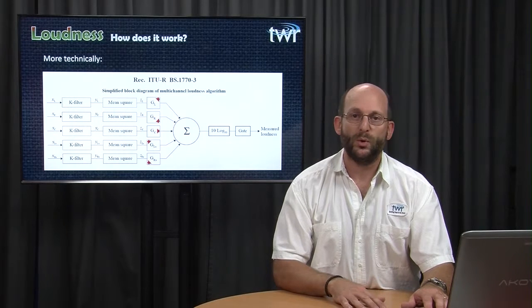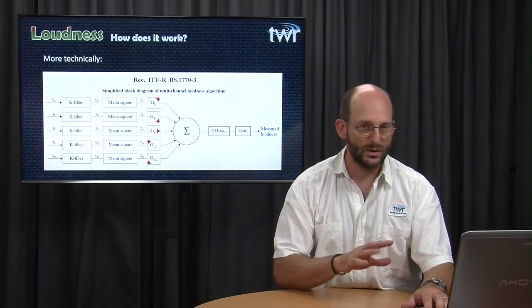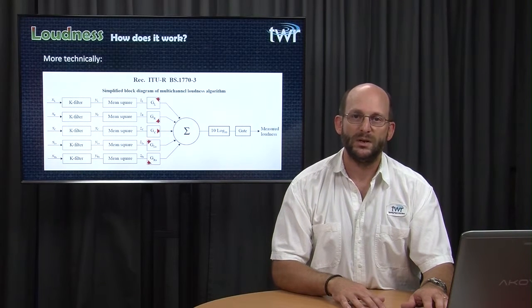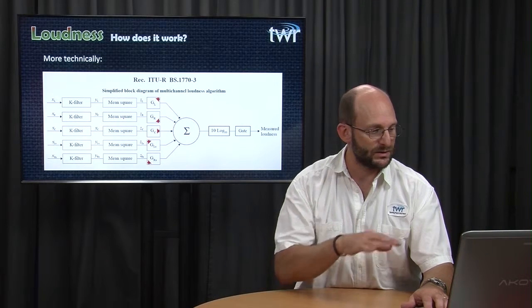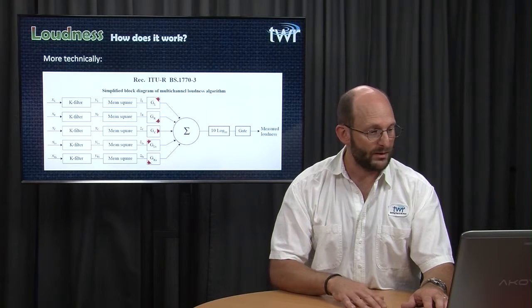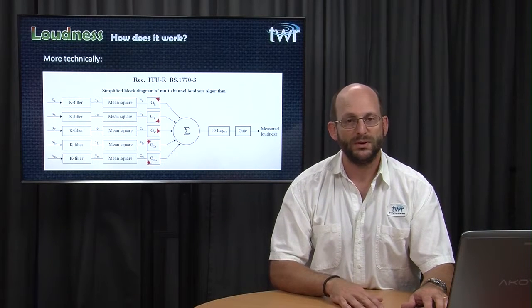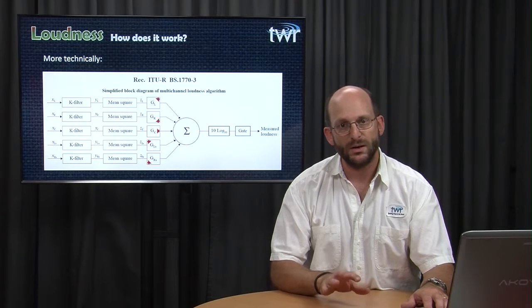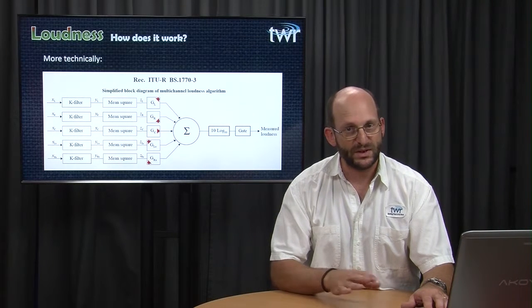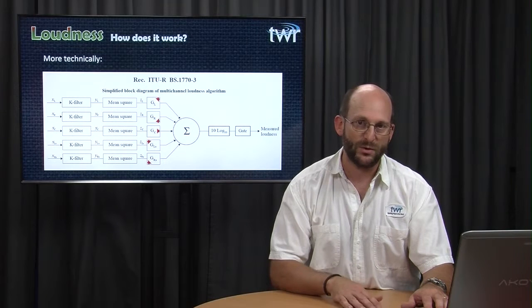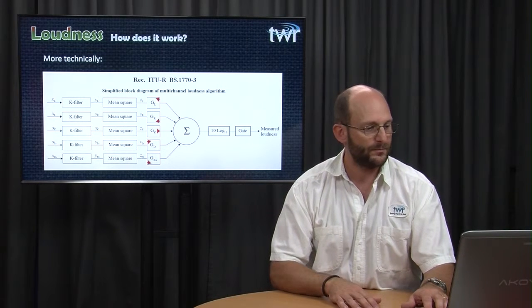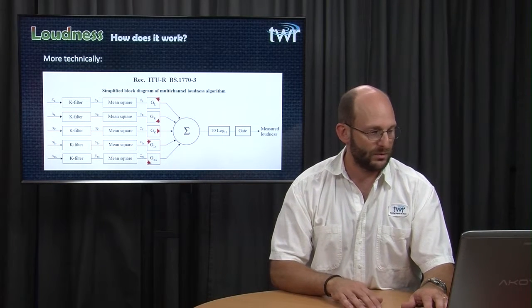If you want a little bit more technical input, this is the way it's defined. Every channel is applied the same filter, applied the root mean square, and added together, made into decibel, and then gated to avoid that when the signal is 0 or below a certain threshold, it is counted. You can read more about this in the standard itself.